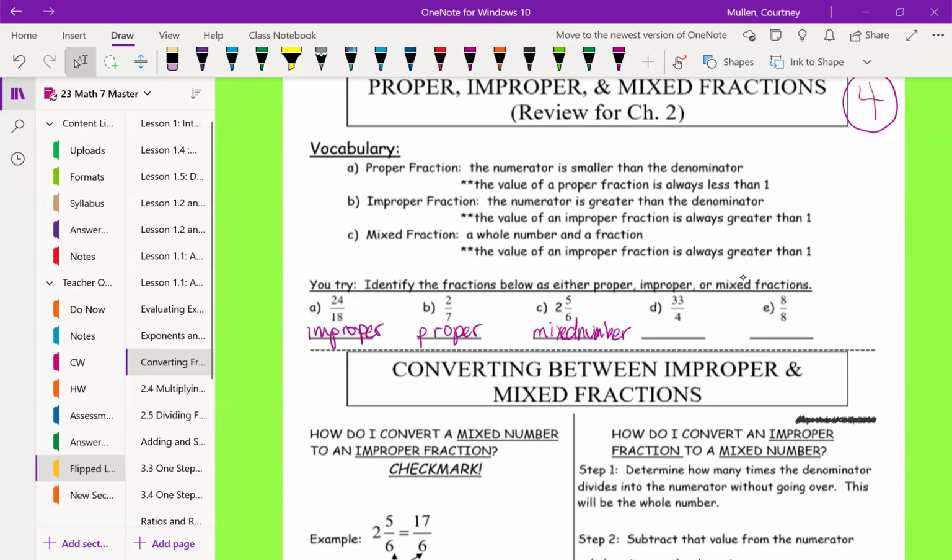Is 8/8 a proper fraction, an improper fraction, or a mixed fraction? Think about that one. Well, the numerator is not smaller than the denominator, and it's also not larger than the denominator. There's no whole number and a fraction, and I know that 8/8 is really 1. So that just makes this whole.